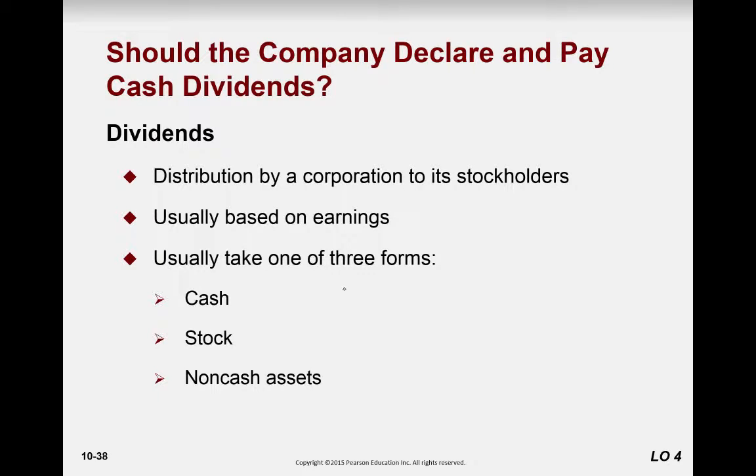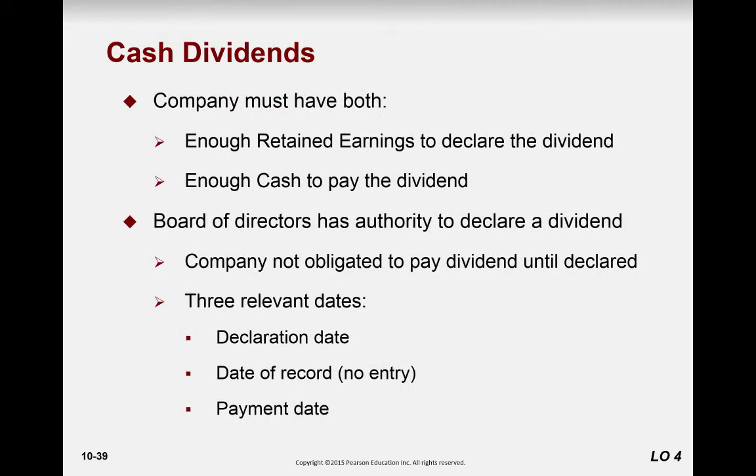Dividends are what you distribute to shareholders based on earnings. You can distribute cash, stock, or any other non-cash items. But basically cash and stock are the two most common.